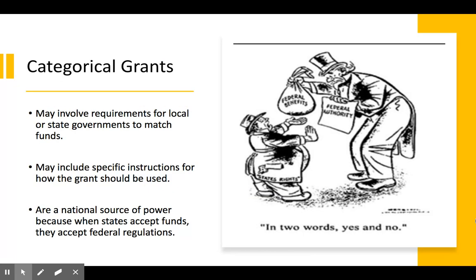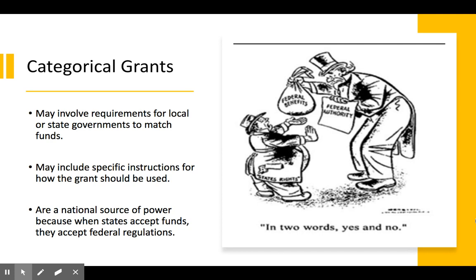So categorical grants might involve requirements for local or state governments to match the funds. So the federal government is saying, hey, we'll give you this much funding, but you have to match it. Or it might include specific instructions for how the grants should be used. So what are some examples of categorical grants? First would be a Head Start program. So the federal government providing states with funding that is specifically for a Head Start program.